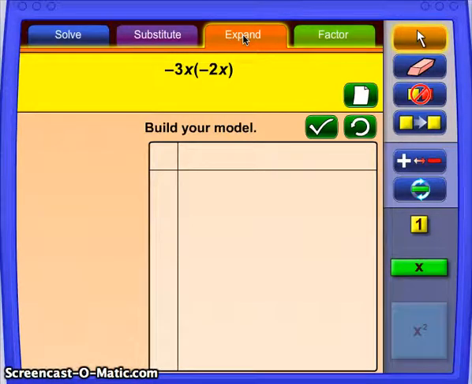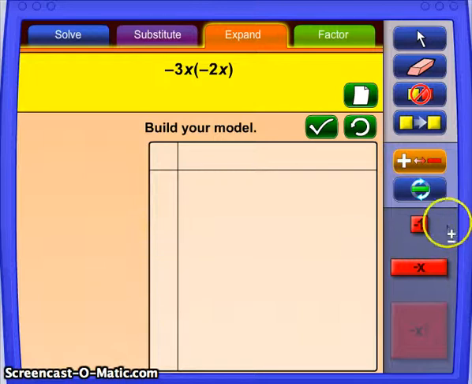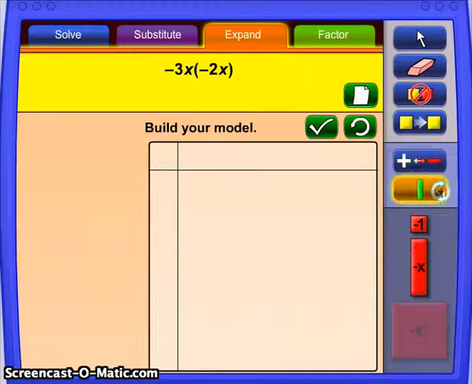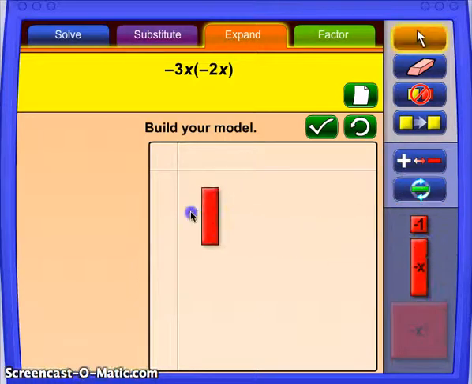So what we're going to do here is we're going to be multiplying these two together and expanding the equation. So this first equation we have is -3x. And we're going to build that on this side. And then our second part, in the parentheses, we're going to build on the right side. It's -3x, so I'm going to change the tiles to negative. And because this is vertical, I'm going to click this button, and it rotates our tiles for us, so it could fit into this space.